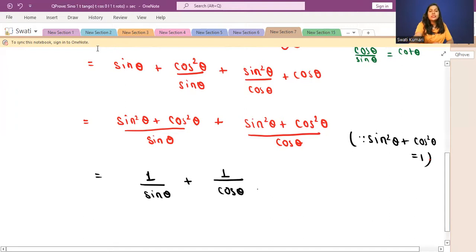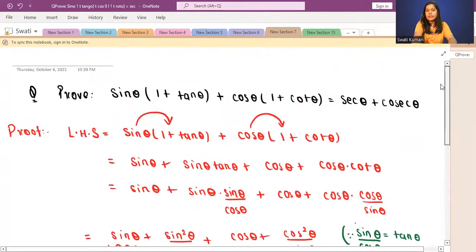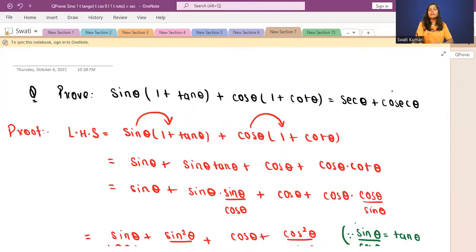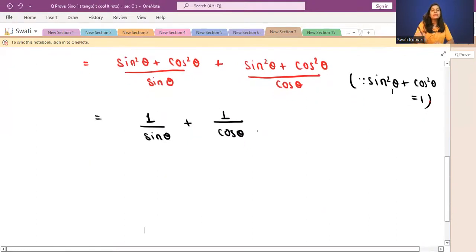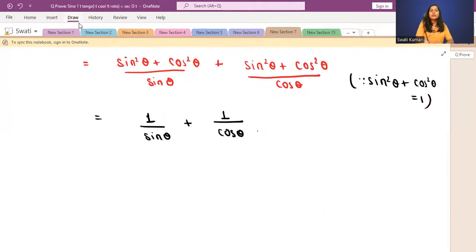Now, as you can see, we have to prove, if I just show you the question, just a second, and yes, you can see here that we have to bring the sec theta plus cosec theta, right? And we have reached this step, 1 upon sine theta plus 1 upon cos theta. So here you can again use the formula, because we know that 1 upon sine theta is nothing but cosec theta using the formula.